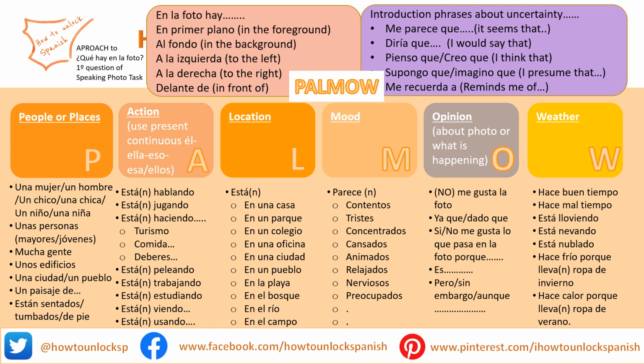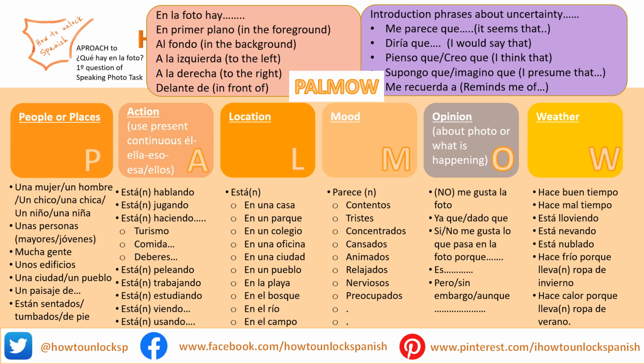Okay, so things you could say about people or places would be who is in the photograph: una mujer, un hombre, un chico, una chica would be if it's a young person. I mean, if it's not a man or a woman and it's not a child, es un chico. Then unas personas, una persona, mucha gente, a lot of people. Remember, gente is singular. Unos edificios, this one is very helpful, and this one means buildings, okay?